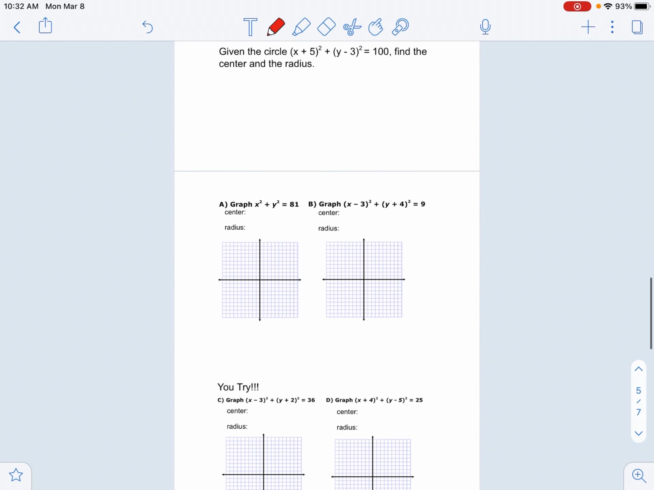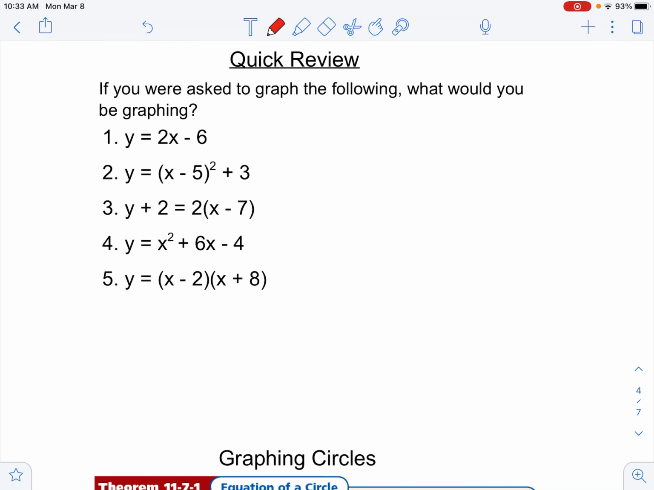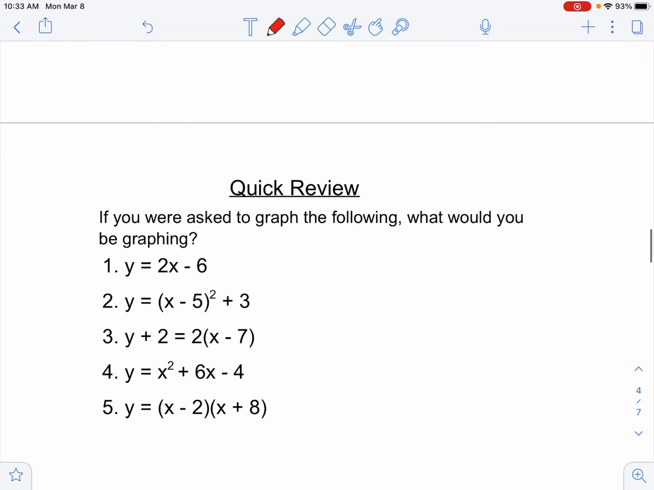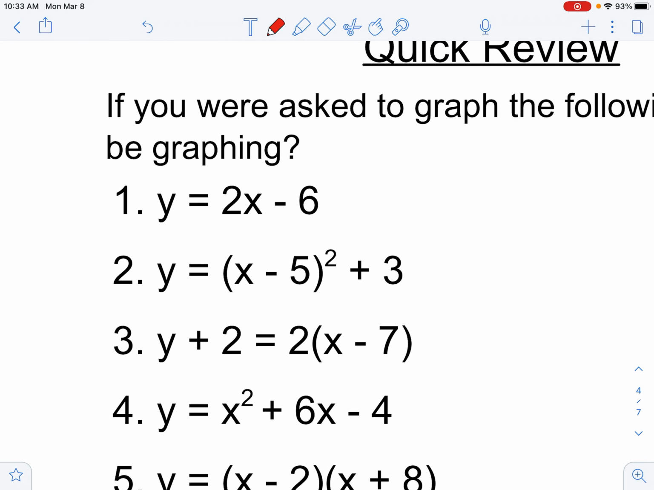Now what we are going to do is move on to graphing circles. But before we do that, let's do a quick review. If I asked you to graph the following, what would you be graphing? Like, what do I mean? Is it a heart? Y equals 2x minus 6. What is that? That is a line. It's in slope-intercept form, y equals mx plus b, right?